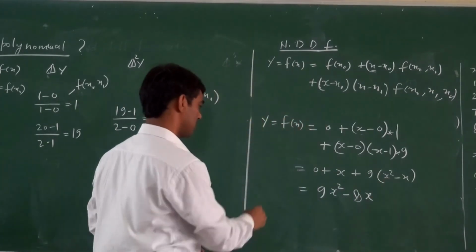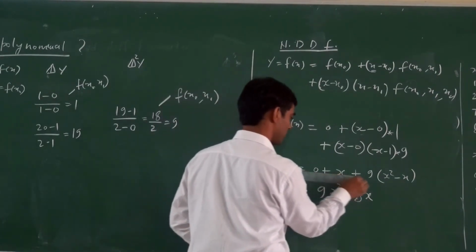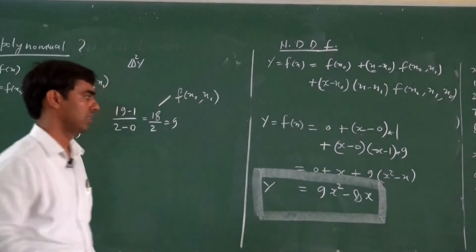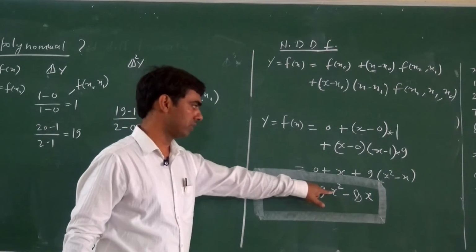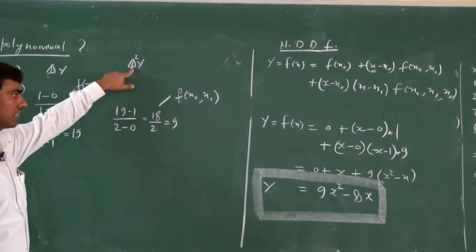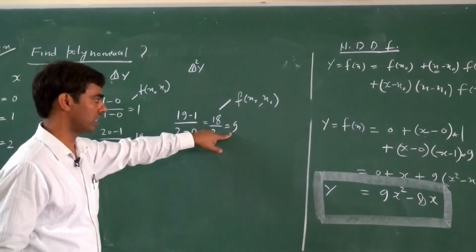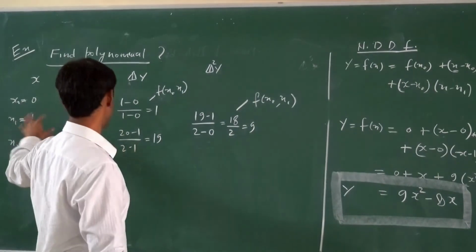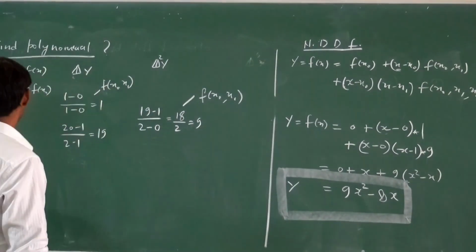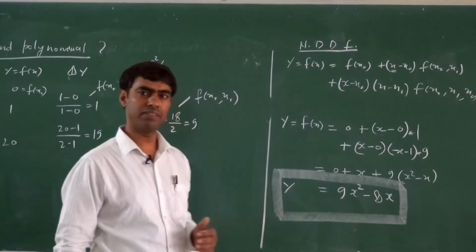So this is a polynomial of degree 2. Here the second order divided difference is a constant, so we are only able to fit a second degree polynomial. If you put x equal to 0, what is the value of y? y equals 0. So we can easily verify.